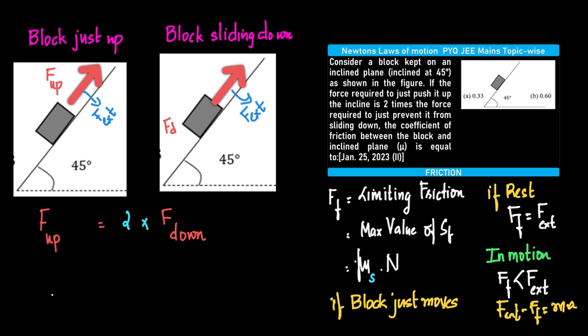So in order to distinguish between these two F external, we'll choose the terminology F up and F down. All right. And according to the question, it is 2 times the force required to just prevent it from sliding down. So F up is equal to 2 times F down. All right. So this is what we have. Now let us take these cases individually, starting with case 1.